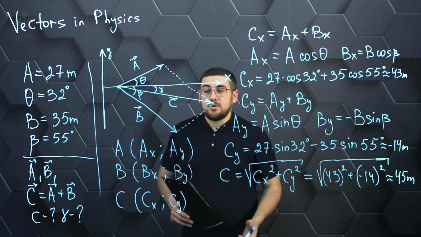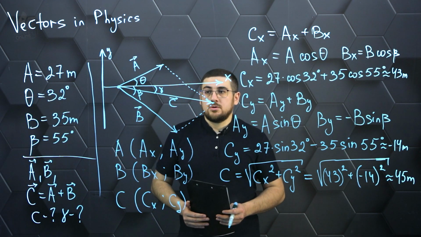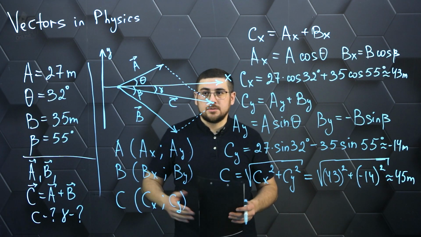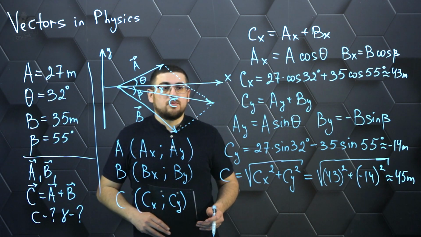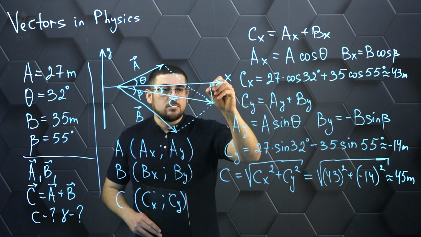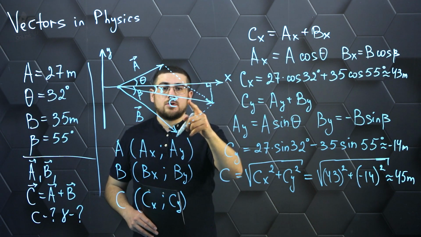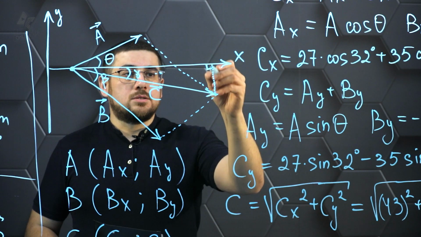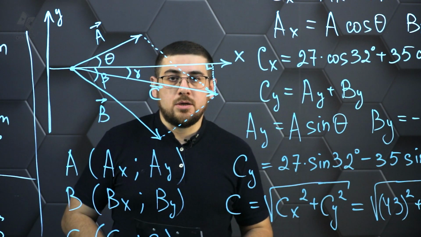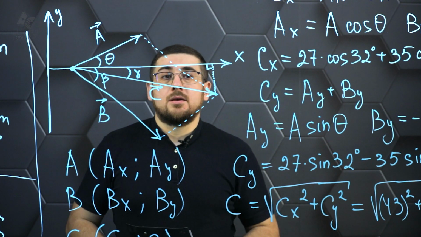Such length will have a vector C, and it remains only to calculate its angle, the angle at which this vector will be inclined in relation to the x-axis. In order to determine the angle theta, we can use the following construction. Let's draw from the end of vector C a perpendicular to the x-axis. And you and I get a right-angled triangle in which the hypotenuse is a vector C. There is a cathetus that is located along the y-axis. This is its component along the y-axis. And there is a cathetus that is located along the x-axis. This is its component along the x-axis.